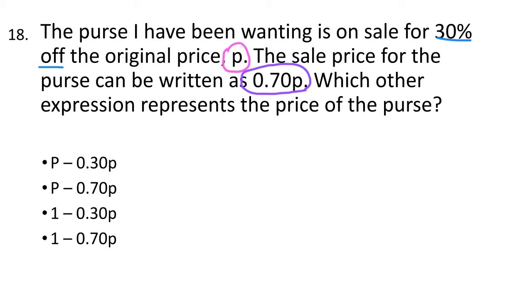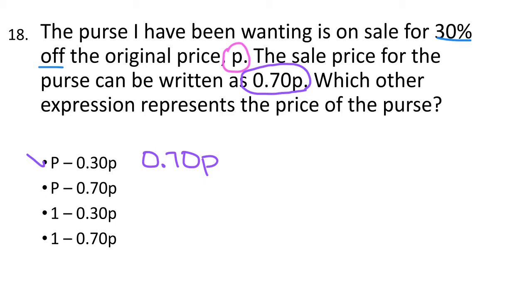So since I'm paying 70% of the item, or 0.70p, I need to find an expression on the left that is equal to the same thing. And as I look, I see the first one, I have 1p minus 0.30p. Those are like terms. So if I take that and I have one whole p and I subtract 0.30p, that is going to leave me with 0.70p, giving me my correct answer.